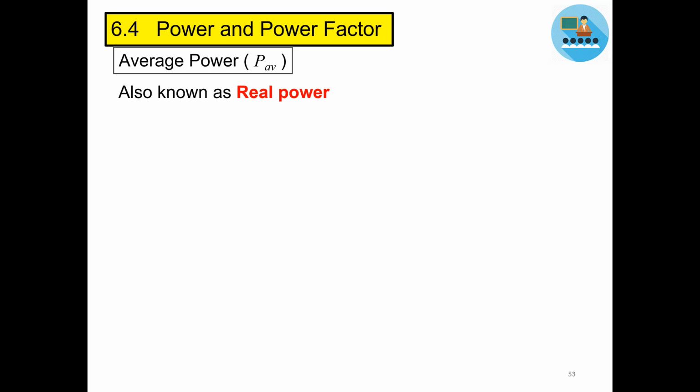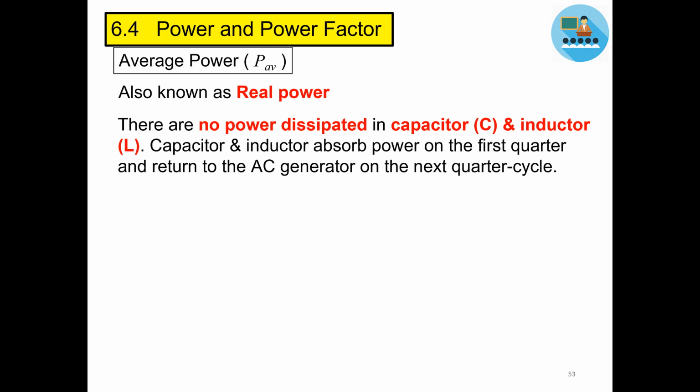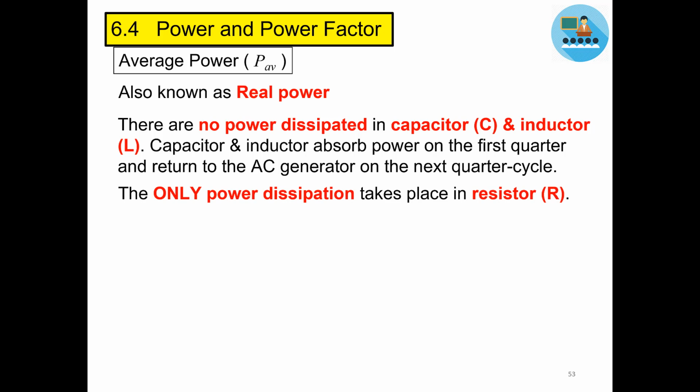Now let's look at 6.4, power and power factor. The average power, also known as the real power. There is no power dissipated in the capacitor and inductor. The capacitor and inductor absorb power in the first quarter and return it to the AC generator in the next quarter cycle. The only power dissipation takes place in the resistor.